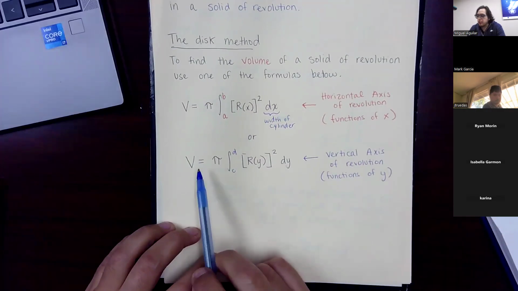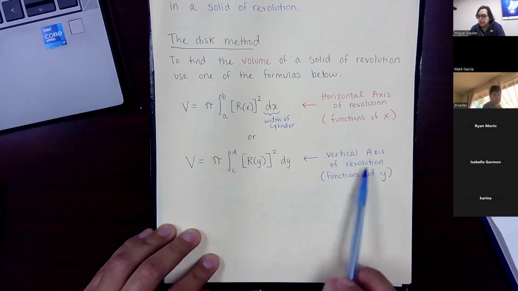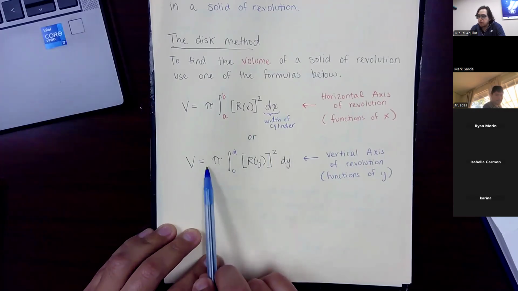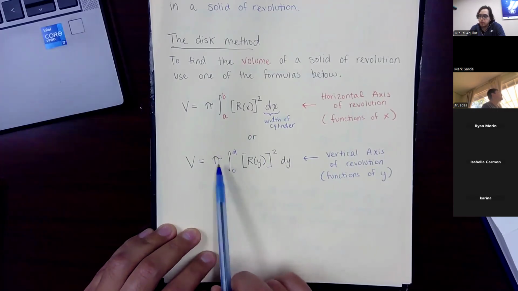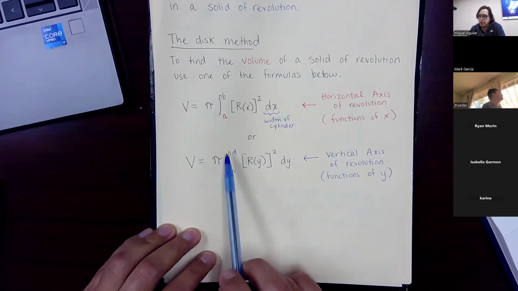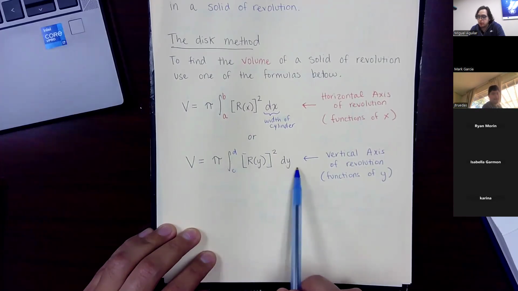But if we were revolving something around a vertical axis, think like the y-axis is going up and down, then we might want to integrate with respect to the y variable. But still, we need to visualize what is the circular part that we're trying to find the area for, and then multiply that by the thickness or the width of the cylinder.